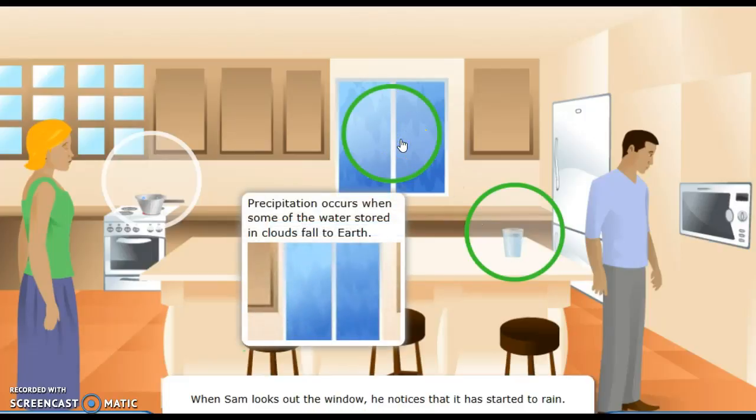When Sam looks out the window, he notices that it has started to rain. This is another step in the water cycle. Sam knows that rain comes from clouds, but how does this happen, and why?